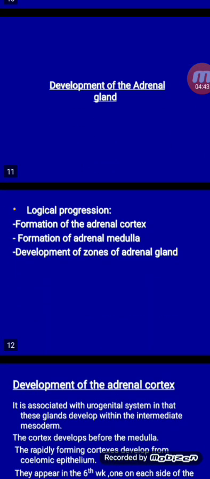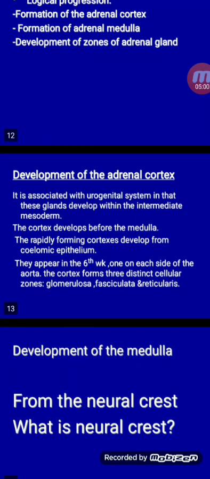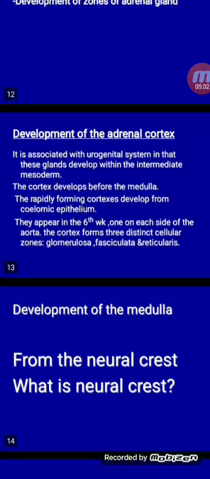The development, we have to talk in a logical progression. First of all, formation of the adrenal cortex. First, the cortex appears, and next, the medulla. Development of the adrenal cortex is associated with the urogenital system in that these glands develop within the intermediate mesoderm.